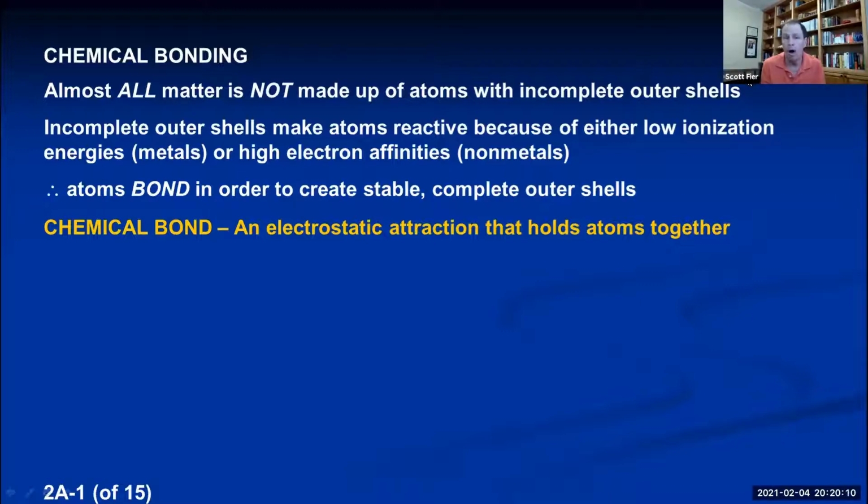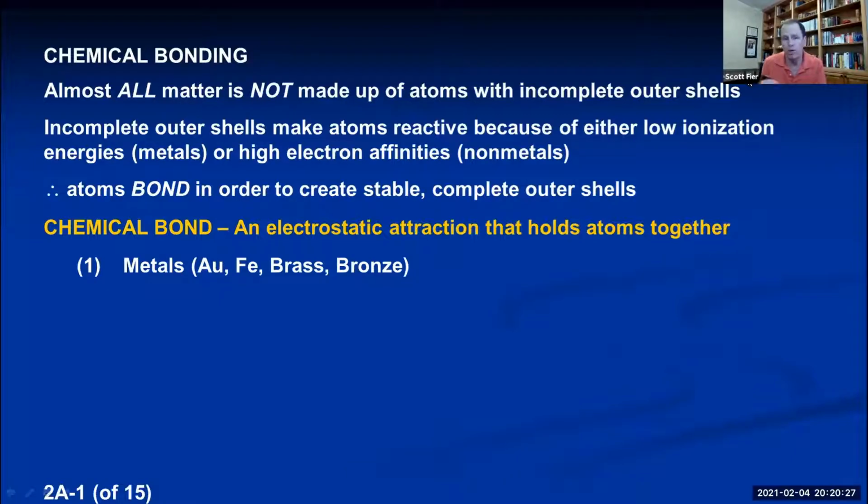Now, the type of chemical bond that occurs between atoms depends upon what type of atoms are coming together and attempting to bond. So the first type would be, what if you have metals? You put a whole bunch of metal atoms together. Let's say you put 1 million gold atoms together, or you put 1 million iron atoms together.